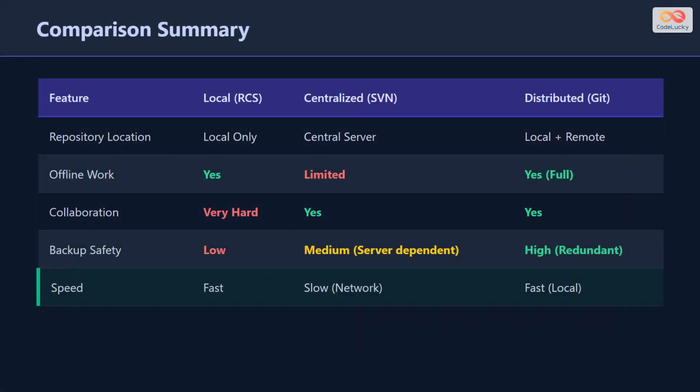Here is a quick comparison. Local systems are isolated. Centralized systems rely entirely on a central server, making offline work difficult. Distributed systems like Git allow you to work locally with full history and then sync when you are ready. This makes distributed systems significantly more robust and flexible for modern development workflows.